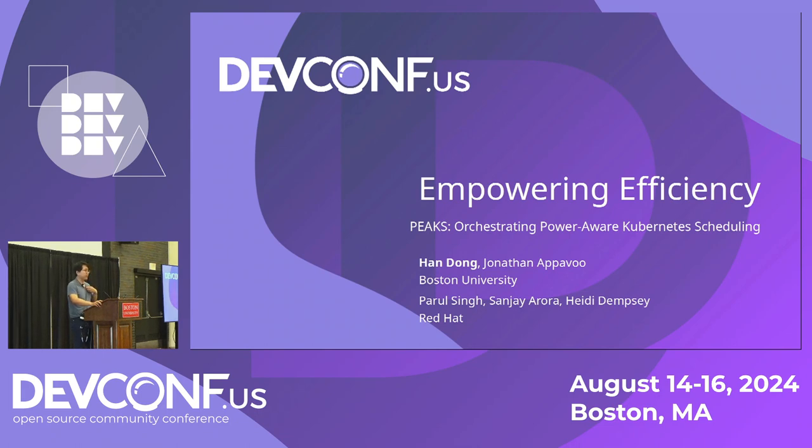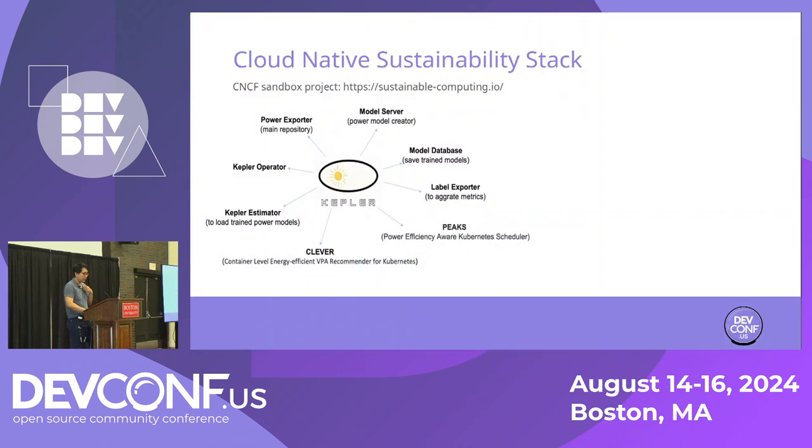So this is collaborative work that we've been doing with people from Red Hat Research. This is a big project, and I'm going to focus on a small part of it. This project is called Peaks, which is about designing a scheduler for Kubernetes that is power efficient and for sustainability.